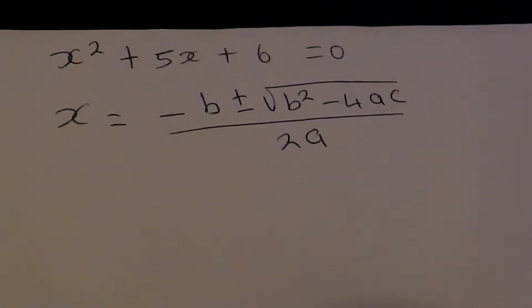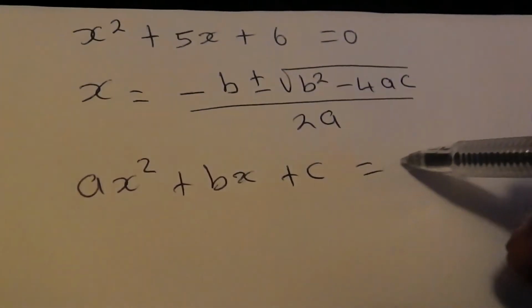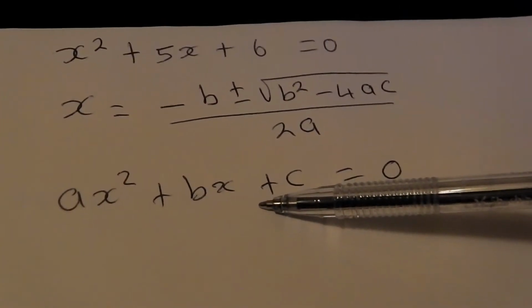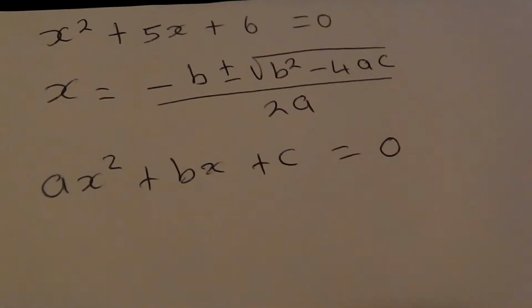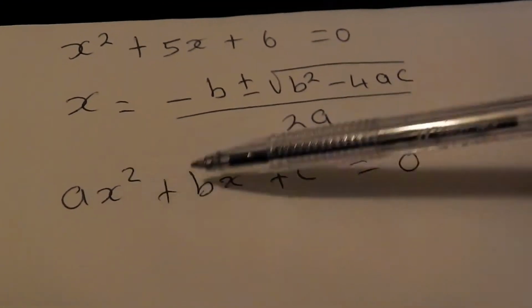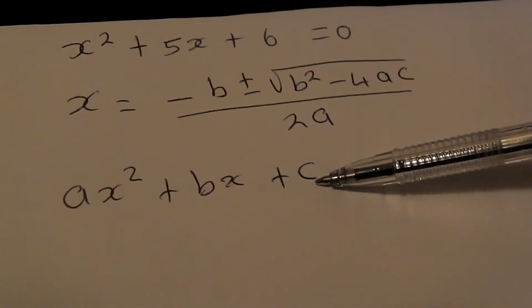A general quadratic equation will be in this form: ax squared plus bx plus c, equal to 0. You can see that this format is similar to the format of the problem that you are trying to solve. So a is the coefficient of x squared, b is the coefficient of x, and c is the constant.